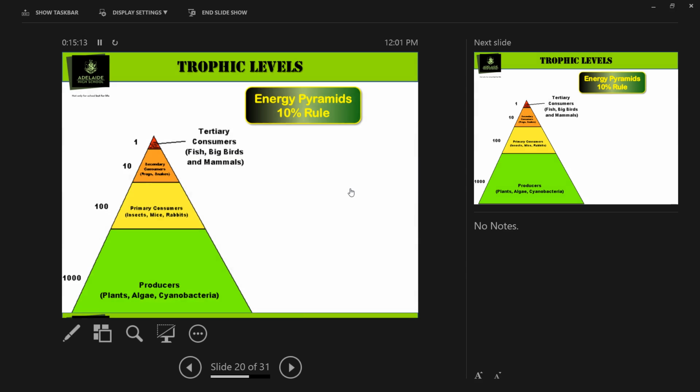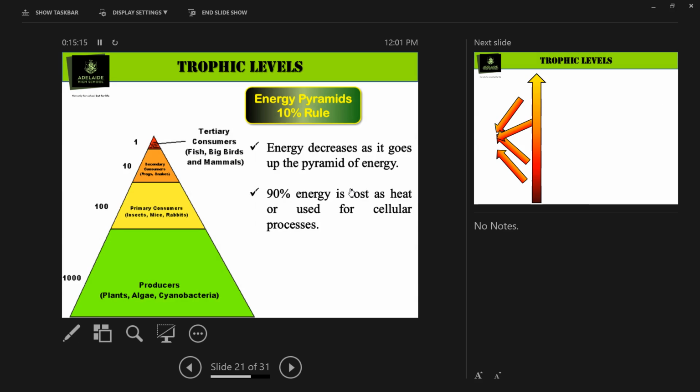So what happens here is actually this. Energy decreases as it goes up the pyramid of energy, which is true because as you go up the pyramid here, what happens to the size? Does it increase? The size of the organism increases. Insects, mice, rabbits, frogs, snakes, fish, big birds, and mammals. You see the sizes, they're actually growing.